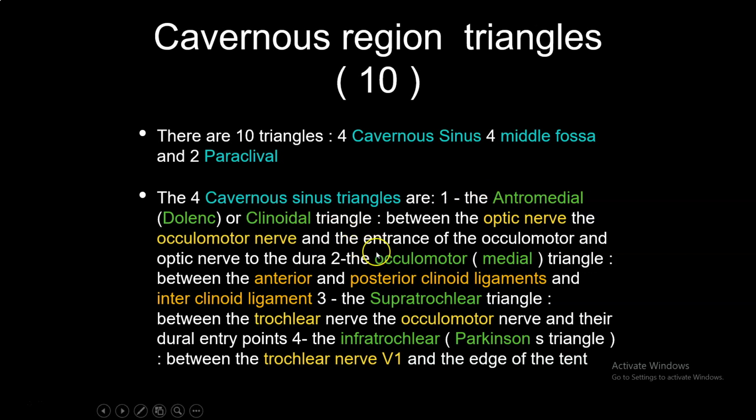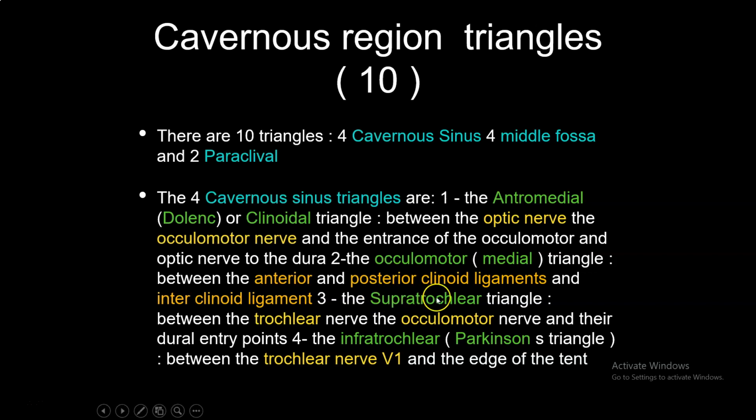Second triangle, you all know about it before, is between 2, 3, and the entrance of the dura of 2 and 3. Oculomotor triangle is very famous between the anterior and posterior petroclinoid ligament and the interclinoid ligament. You saw it before with the anatomy of the tentorial hiatus, anatomy of the oculomotor. So this is the first one, this is the second one.